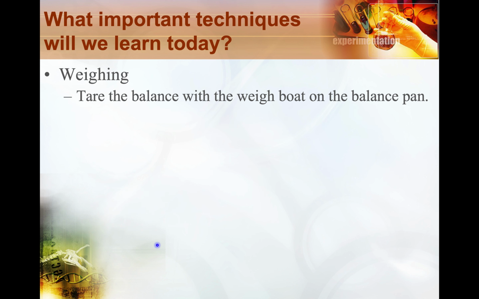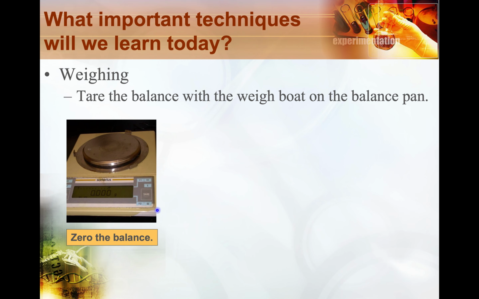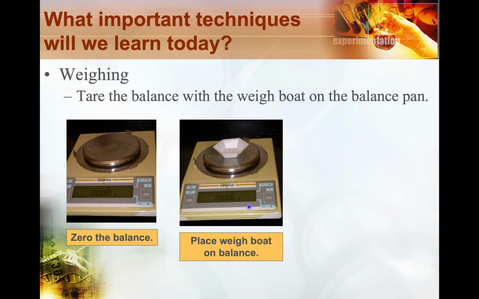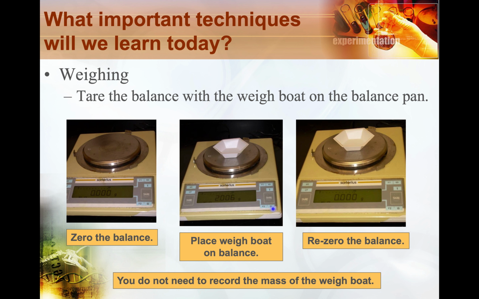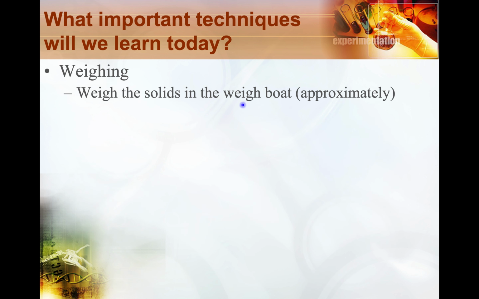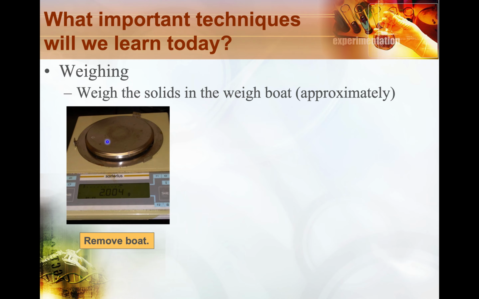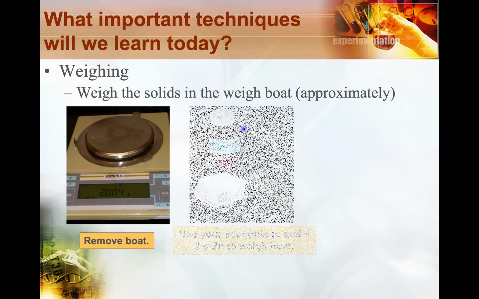So a quick overview of how to use the balance: you're going to first zero the balance, then you will add your weigh boat, and you can zero it again. Now, it's not important that you write down this number of the weigh boat because it won't affect your calculations, and as soon as we're done, we're going to dispose of the weigh boat. You will then take the weigh boat off the balance.